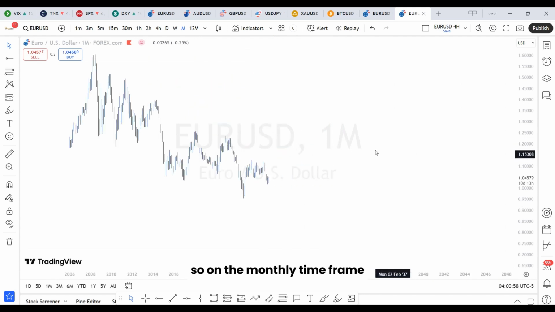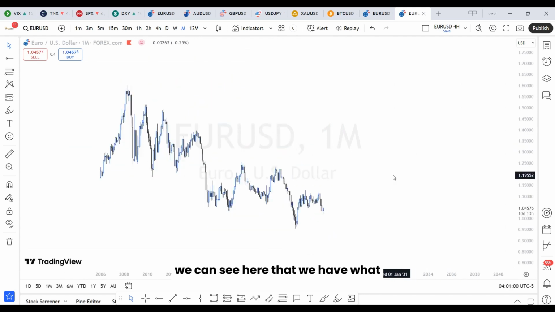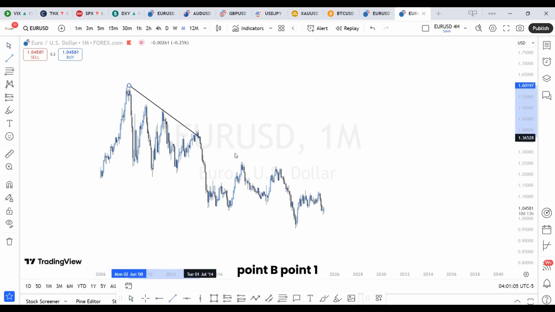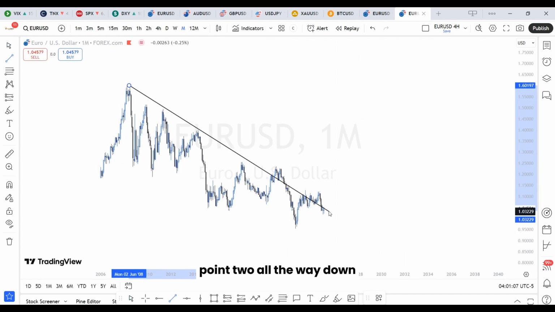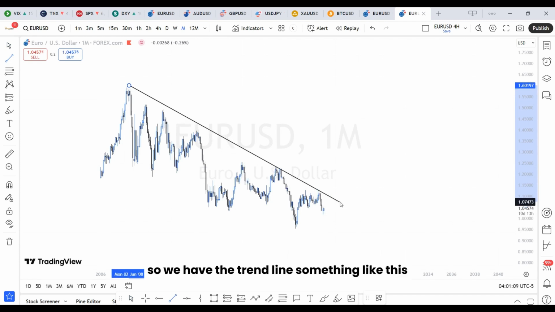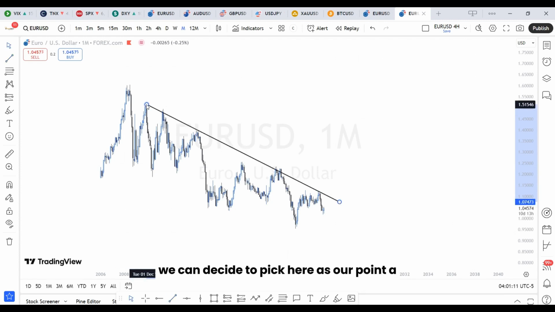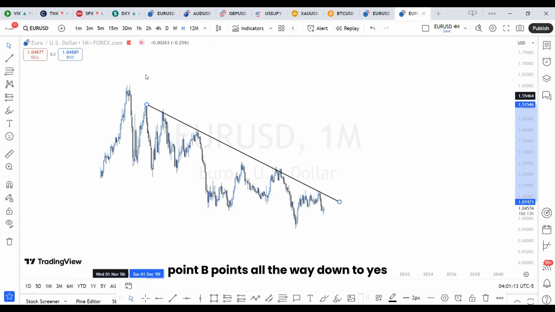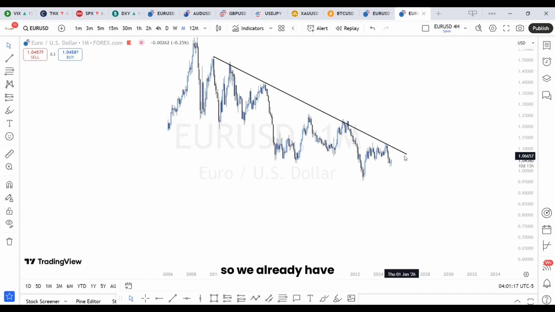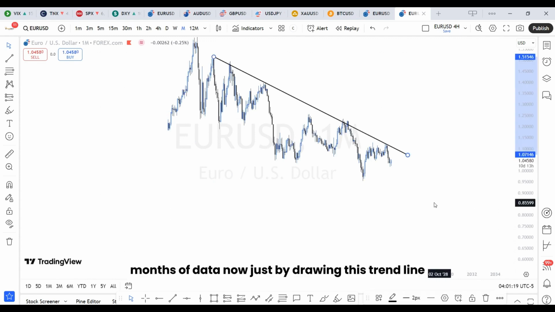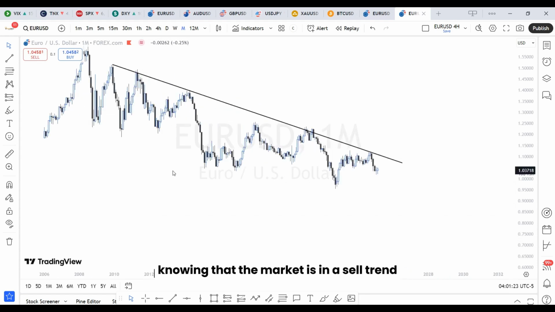On the monthly time frame, we can see here that we have a trend line coming point A, point B, point 1, point 2, all the way down. So we have the trend line something like this. We can decide to pick here as our point A, point B, points all the way down to here. So we already have months of data now just by drawing this trend line, knowing that the market is in a sell trend.